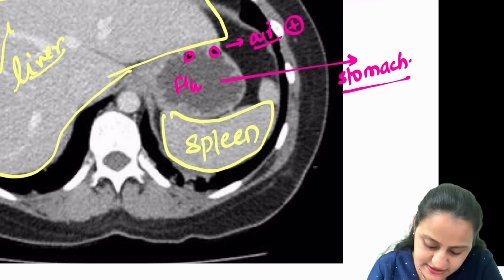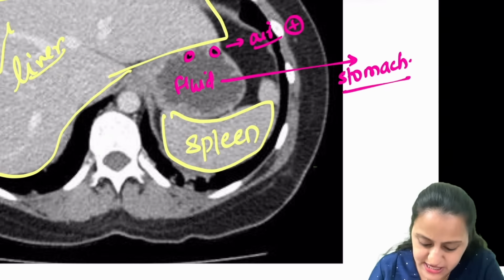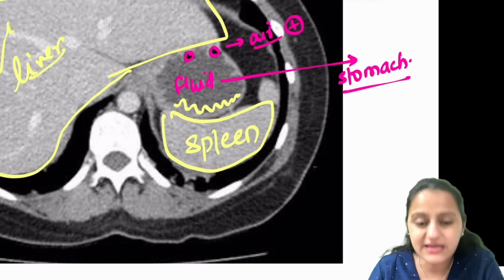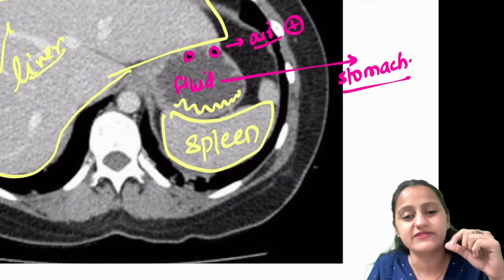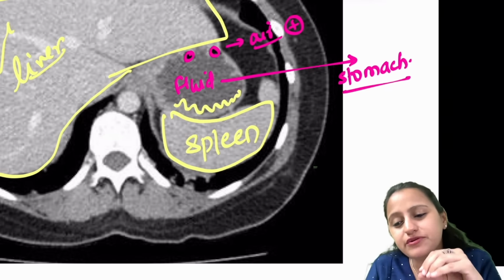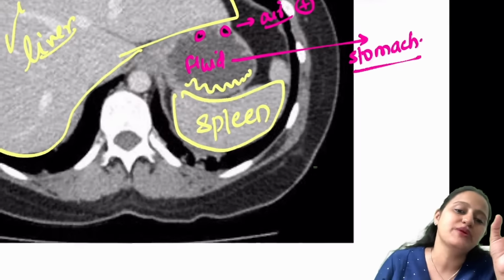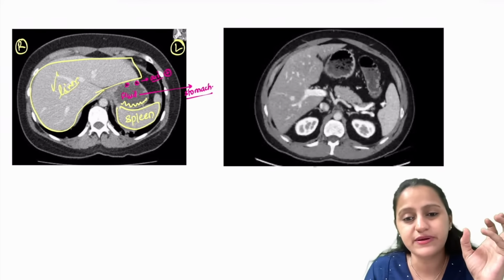The gray is the fluid in the stomach. And if you see carefully, you can see the rugae in the stomach also, right? That wall of the stomach. So air is present, fluid is present, rugae is present. This is going to be stomach. Okay, that's going to be stomach.